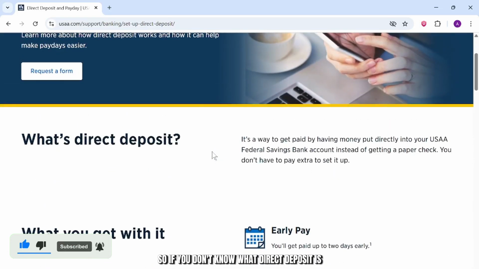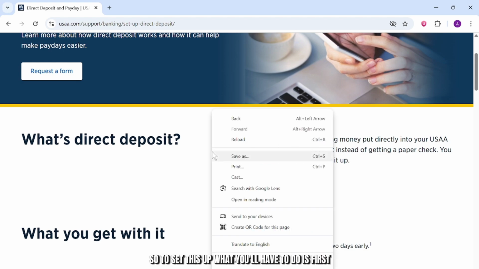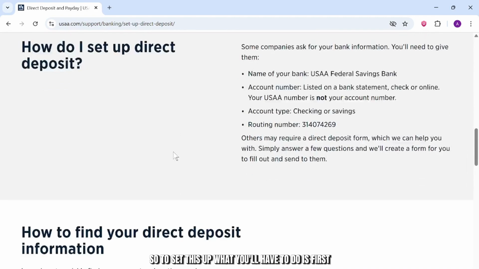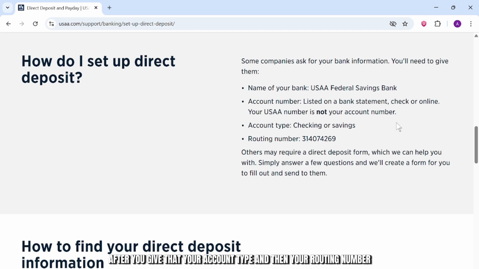If you don't know what direct deposit is, it's a way you can get paid by putting your money directly into your USAA savings account instead of getting a paper check. To set this up, if any company asks you for your bank information, you'll need to give them your bank name, USAA Federal Savings Bank, and after that your account number, then your account type, and then your routing number.